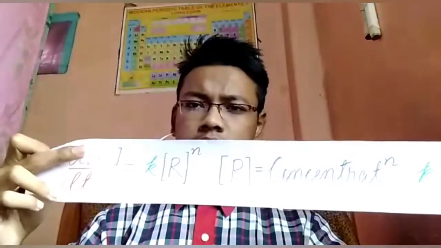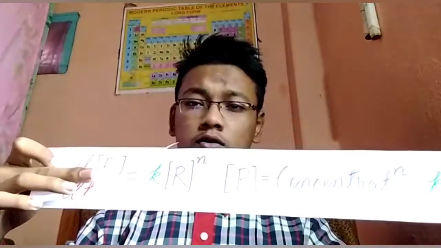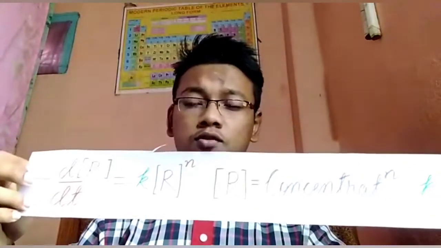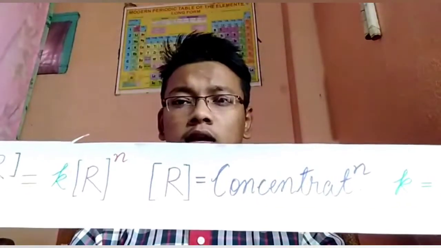Next, we have this application in finding rate of reactions in chemistry. For that, the differential equation takes this form. Here, this term right here is the rate of reaction. The R, which is enclosed inside square brackets, is the concentration of the reactant. K is the rate constant, and the exponent n is the order of reaction.